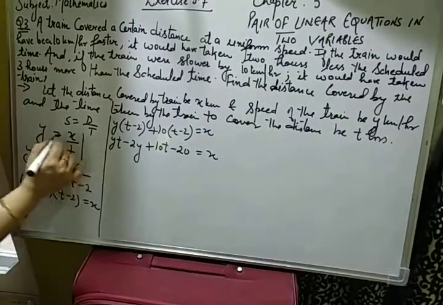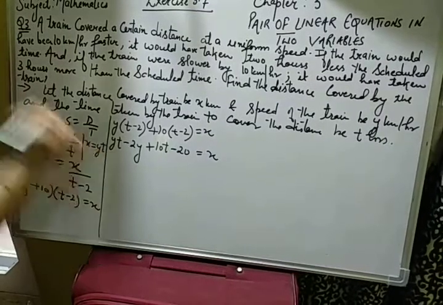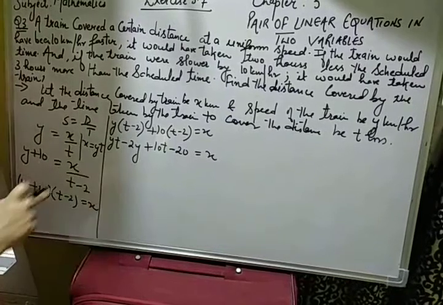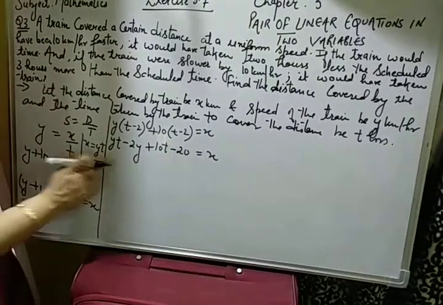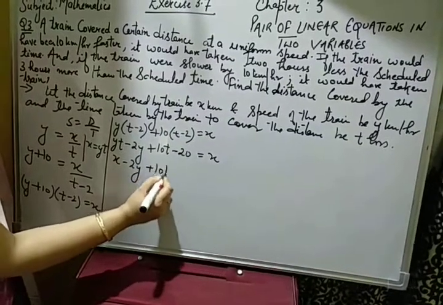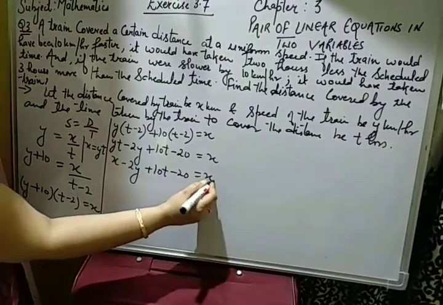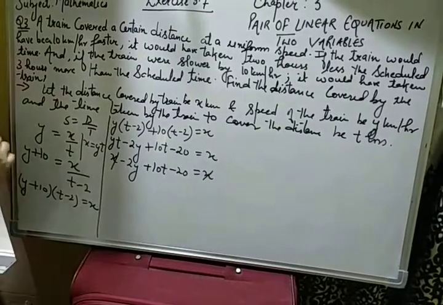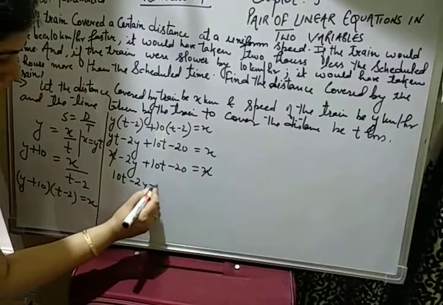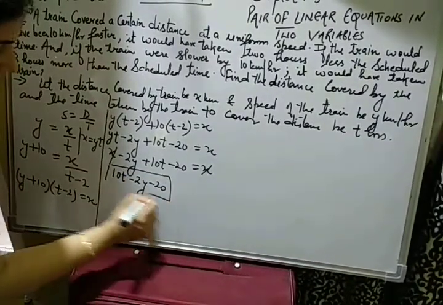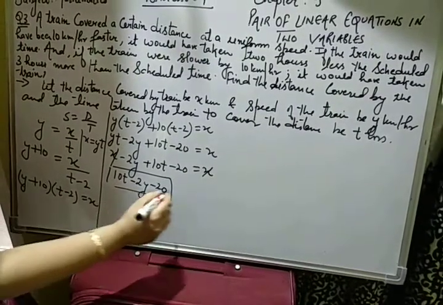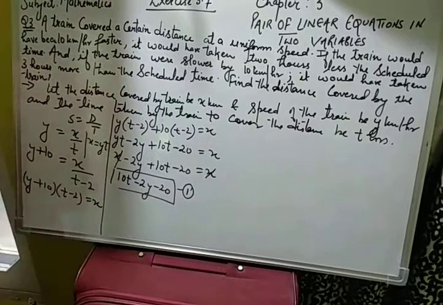If we cross multiply here, x is equal to yt. So here we can put yt is equal to x. In place of yt we can put x. So x minus 2y plus 10t minus 20 is equal to x. This x and x will be cancelled out, and we can write the equation as 10t minus 2y minus 20 is equal to 0. This is a linear equation in two variables. Here one variable is t and another variable is y. Let it be equation number 1.